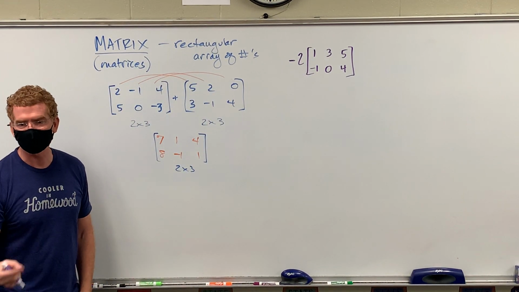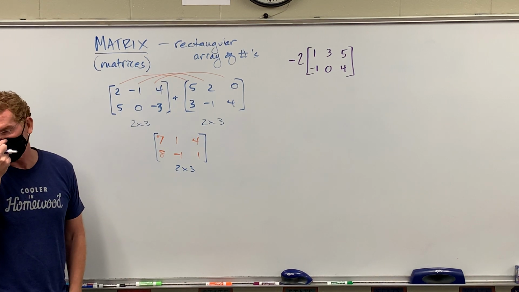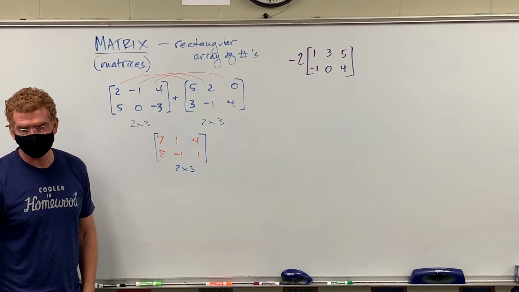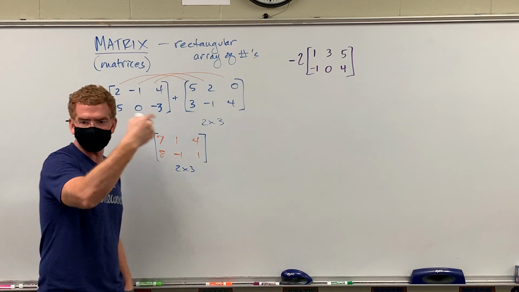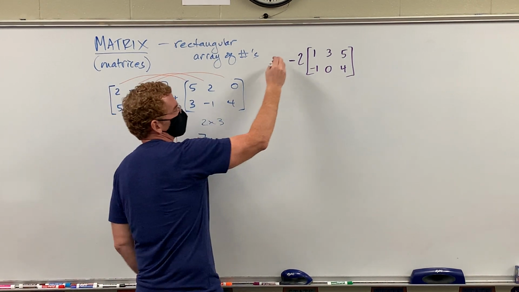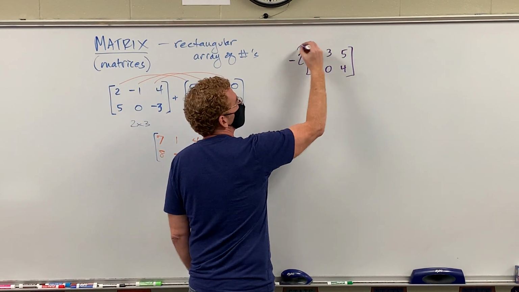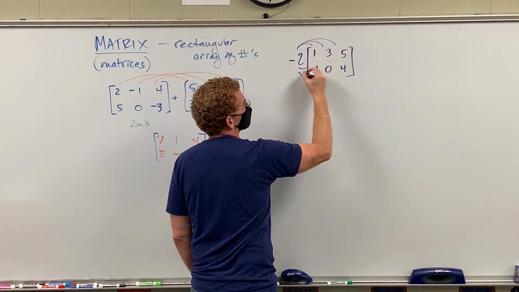What do you think happens here? Take a guess. It's kind of like the distributive property. It's going to go into every single term. So that -2, if it's a scalar, goes into every single term.